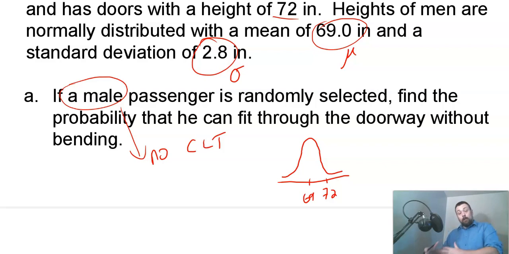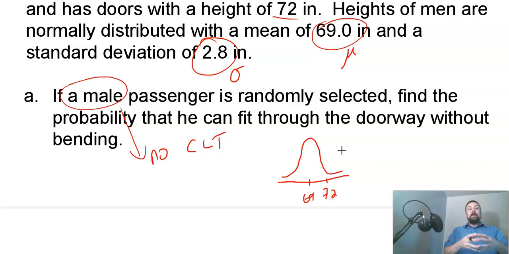If you're taller than 72 inches, you're going to have to bend. You're going to have to duck under it. But if your height's less than 72 inches, you can pass through without having to bend. And that's what it's asking. So this is an interesting question because it's not literal. It's not saying find the probability that the height's less than 72 inches. You have to infer that from the description.